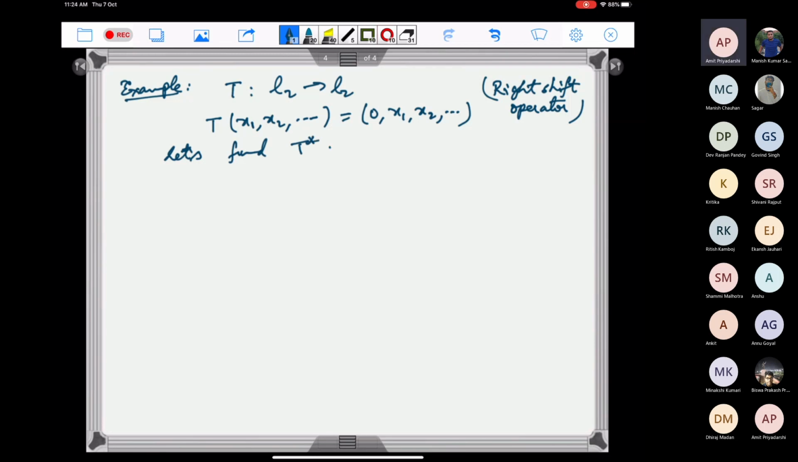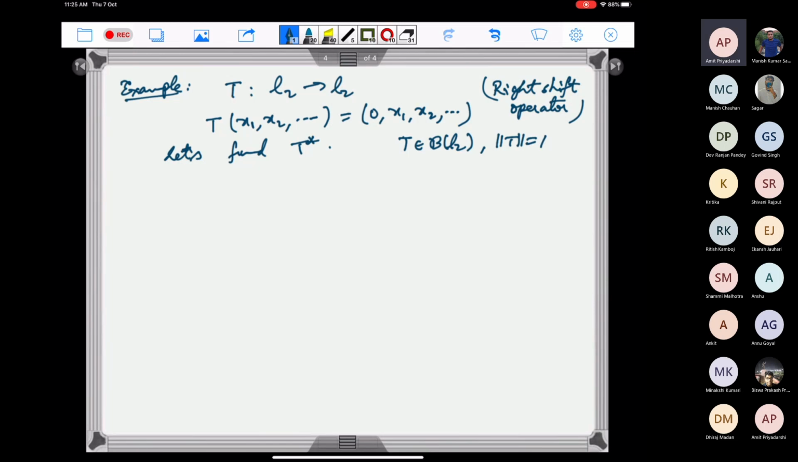I mean, this is a bounded linear operator on L2, because the norm of T of x is the same as the norm of x. So this is a bounded linear operator with norm 1. T belongs to B(L2) and norm T is equal to 1.